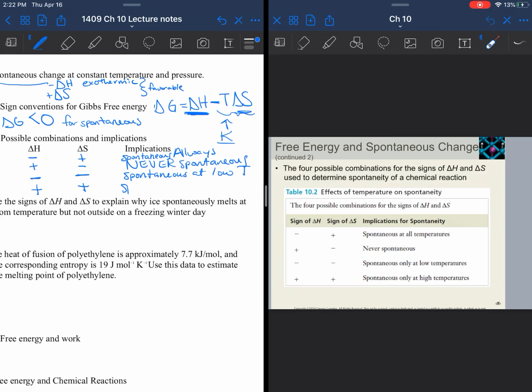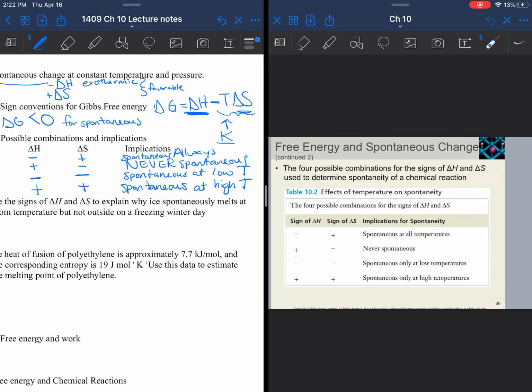What about if we have an endothermic process that is increasing in entropy? This is going to be spontaneous only if the T delta S can overcome delta H. So only spontaneous at relatively high temperatures, right? Low T and high T are relative terms, and they're really just telling you a threshold. So something that is endothermic but might be spontaneous at high temperatures would be the reverse of what we were talking about before, ice melting.